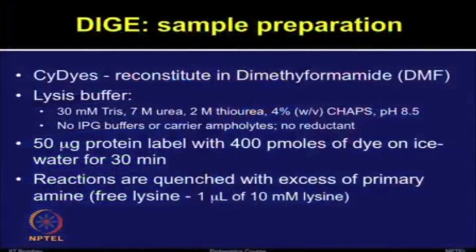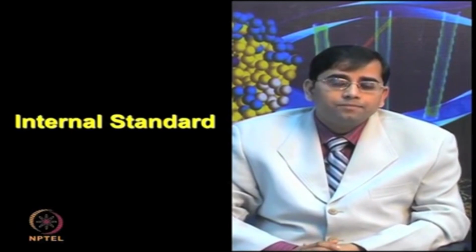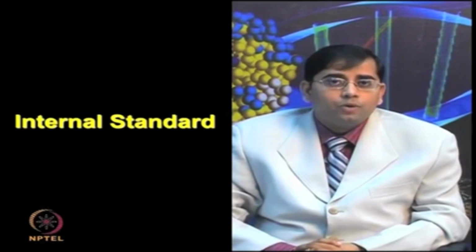Now, once this reaction of half an hour is done, the reaction should be quenched with an excess of primary amine, the free lysine, by adding 1 microliter of 10 millimolar lysine. Then the reaction will be stopped and you can proceed with the next step. So, while you are doing this reconstitution of dyes and labeling your protein samples with the Psi 3 and Psi 5 dyes, now let us think about our Psi 2 dye and the internal standard.